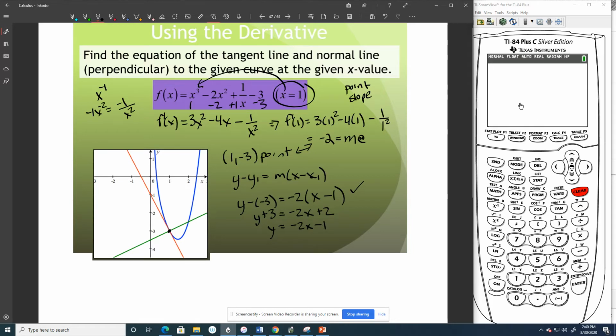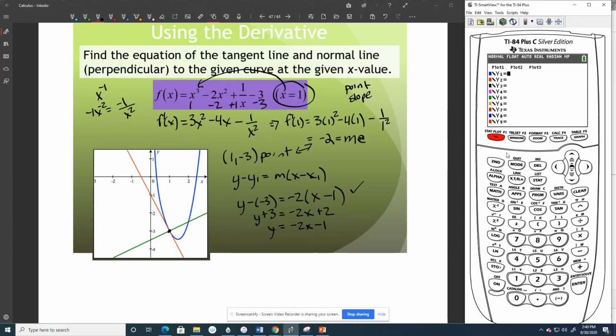And you could check that if we went ahead and graphed that function. If I go y equals, and I say x cubed minus 2x squared plus 1 over x minus 3. If I graph that, my window is going to be messed up because of stuff that we're doing another day. Let's go ahead and zoom standard. See if I get a little bit better view of my graph.